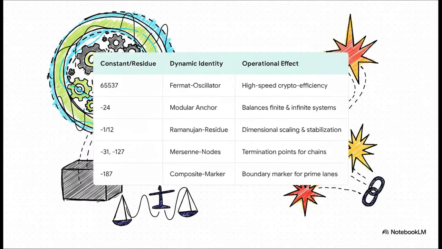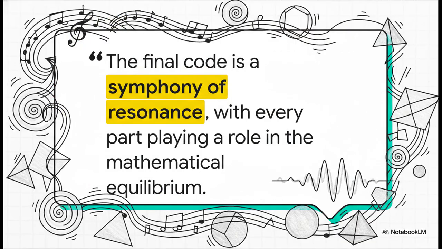And this is basically the Rosetta Stone of the entire theory. It's like a periodic table, where each key number we've talked about is given a dynamic identity and a specific job to do. You've got 65537 as the oscillator, -24 is the anchor, the Mersenne primes are termination points. Every single piece has a purpose in this grand mathematical machine. I think this quote from the source material really just nails the whole vision of this framework. It's not just a collection of weird mathematical oddities. It's a symphony where every single element, every number, is playing a precise role to maintain a universal mathematical balance.